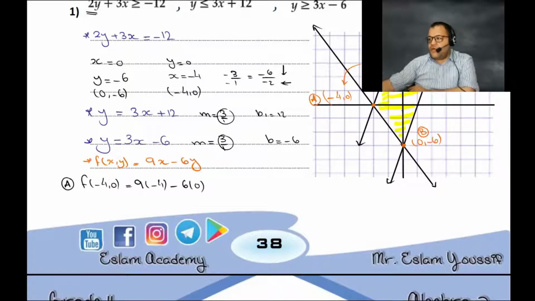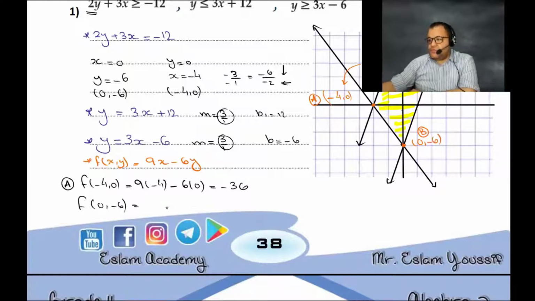Negative 42. How negative 42? -36 minus 6, minus 6 times 0. Oh yeah, -36. Now we need to find f of the second point, 0 and -6. Now we would have, what is the value for this one?